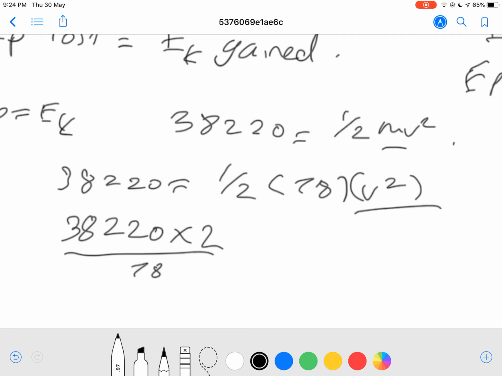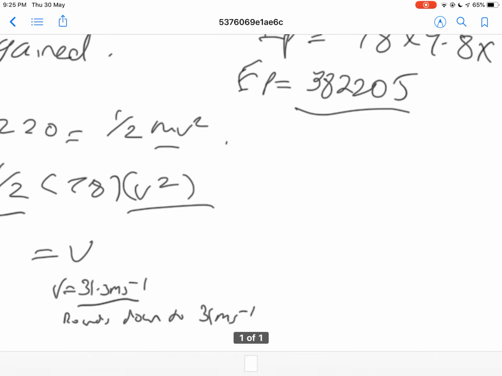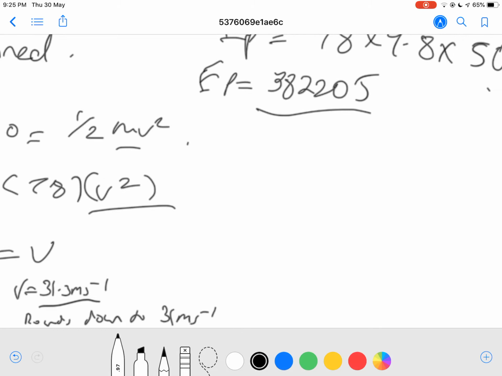But we don't want v squared, we want v, okay? So we're going to square root the whole thing, and that should give us the v. If you plug this into your calculator, you should be getting 31.3 meters per second. So velocity equals 31.3 meters per second, and that rounds down to 31 meters per second. You'll say that that's in 2SF, okay?